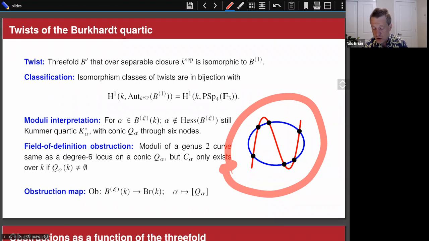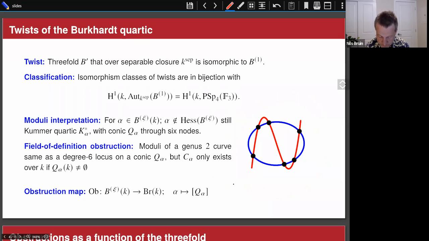If there's no rational point on the conic, then your moduli do exist over your base field, but you can't actually realize this moduli interpretation over the ground field in those cases, if you insist on doing that with a genus 2 curve. You can see where the problem is sort of coming from, and that is coming from the fact that you're only specifying this curve up to quadratic twist.